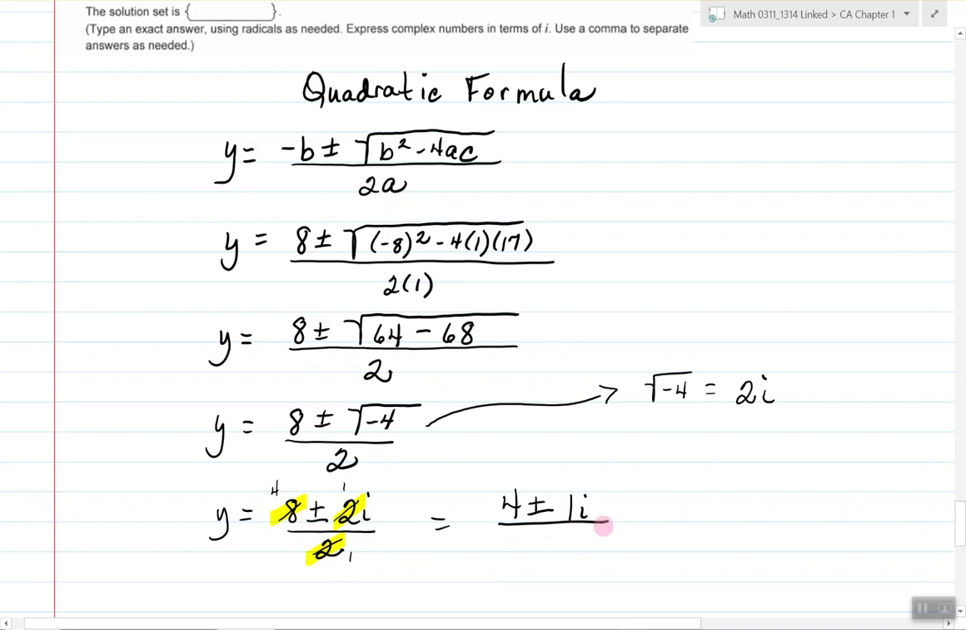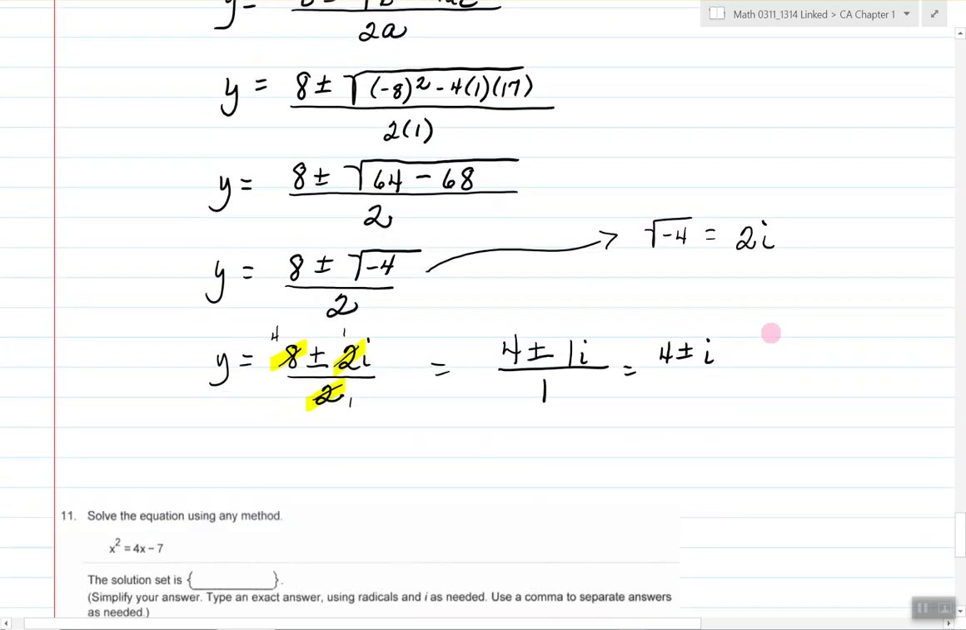1i over 1. Some of those ones I don't write. It is 4 plus or minus i, and we don't write denominators of 1, we don't write coefficients of 1. So your answers separated could be 4 plus i, comma, 4 minus i. Once again, I hope you observe those happen to be conjugates.